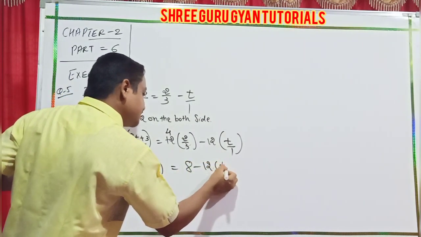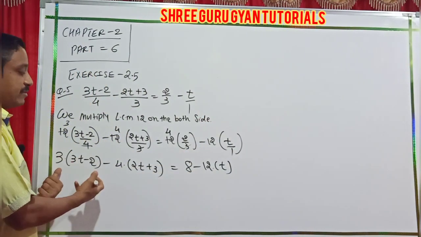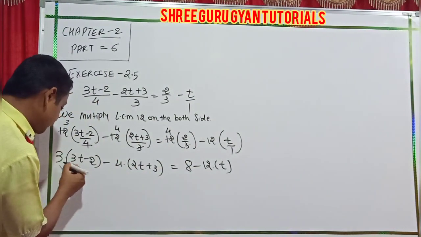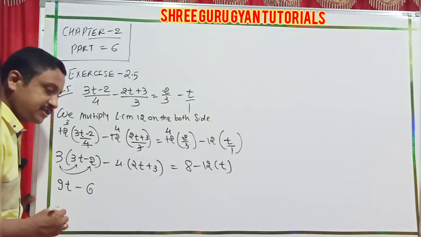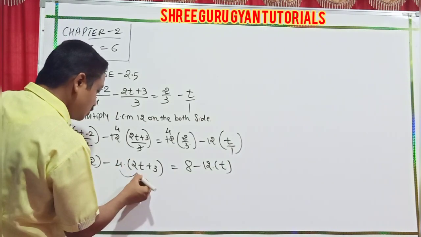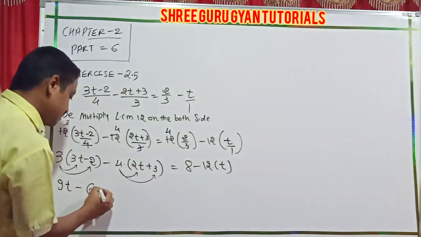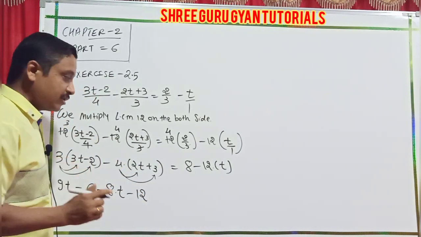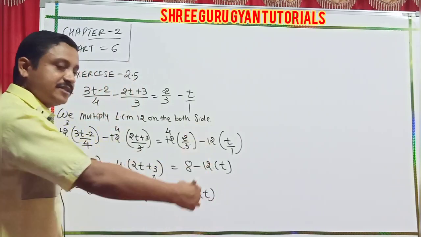And here 12t is the same, students. So 3t minus 2 as it is, multiply by 3, here multiply by 4 and here 8. So the 3 goes with the first, the 4 with the second. So 9t, 3 2s are 6. Students, sometimes mistakes happen here: 4 2s are 8, 4 3s are 12, but minus times plus is minus. So 8 minus 12t, and the 12t is as it is.